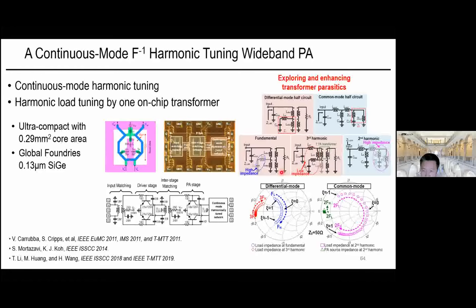To boost the efficiency beyond the basic class AB PAs, one approach, as I mentioned earlier, is to explore the harmonic terminations. So there are many harmonic termination PAs, and many of them are actually narrowband. In 2011, I believe Professor Steve Cripps' group started this concept of continuous-mode harmonic tuning PAs, which have been widely and successfully used for III-V compound PAs.